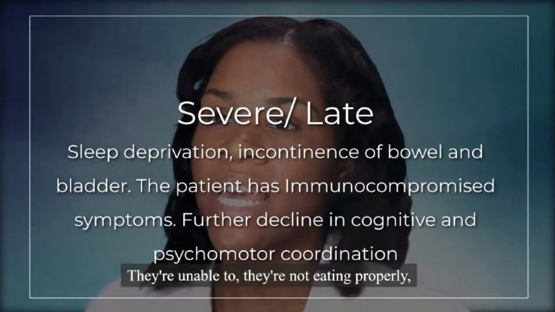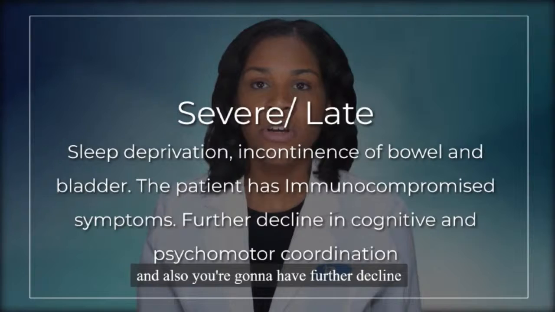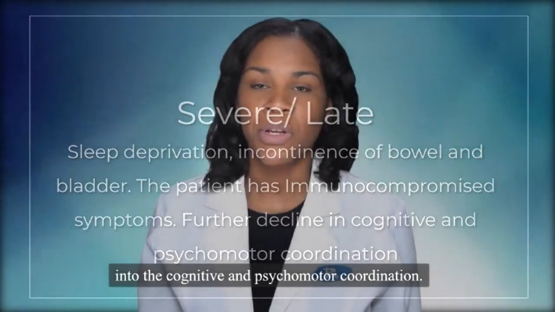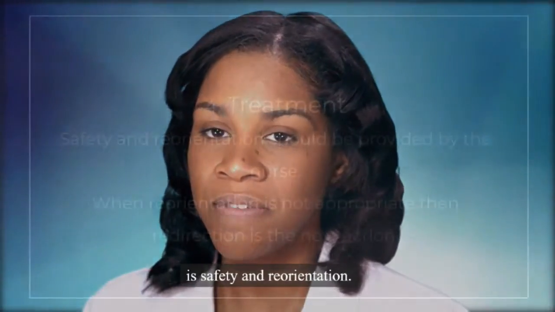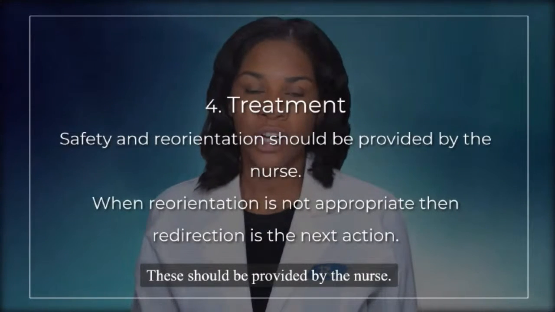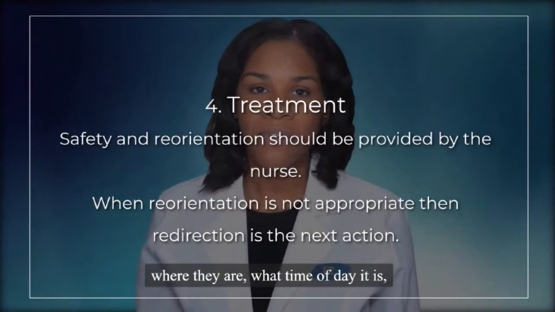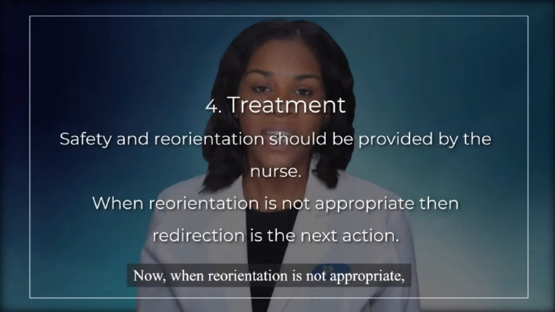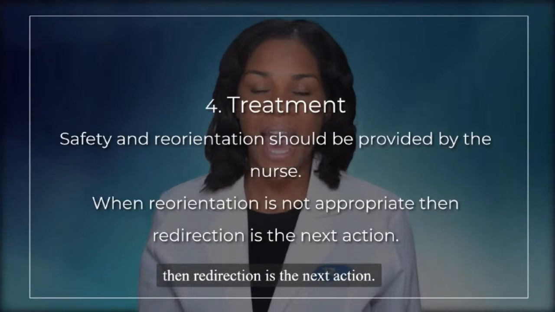They're not eating properly, they're dehydrated. And also you're going to have further decline in cognitive and psychomotor coordination. The treatment for Alzheimer's disease is safety and reorientation. These should be provided by the nurse. You should let the client know, if they're confused, where they are and what time of day it is. These things will help. Now, when reorientation is not appropriate, then redirection is the next action.